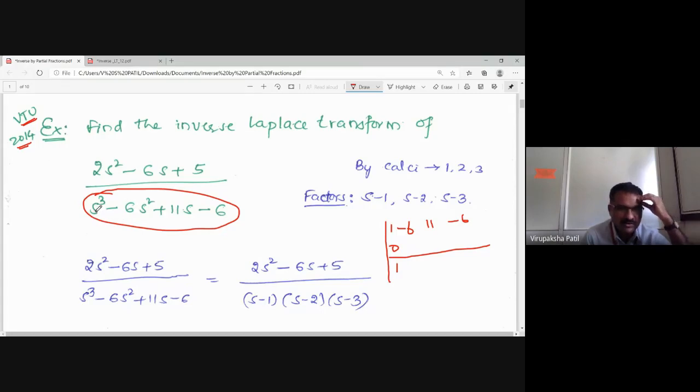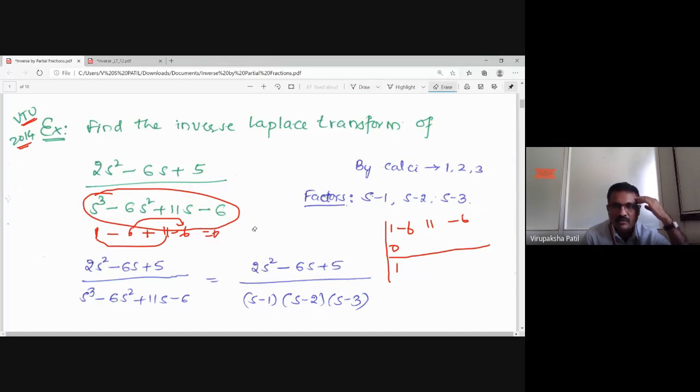Let us check that. First, if you put s is equal to 1 here, what happens? If you put plus 1, it becomes 1. Am I right? Minus, 1 square becomes 1, no need to write. Then plus 11 into 1 becomes 11. Then this is minus 6 as it is. So 11 plus 1 is 12. Then minus 6 is what? Minus 12, plus 12 minus 12, it will be equal to 0.